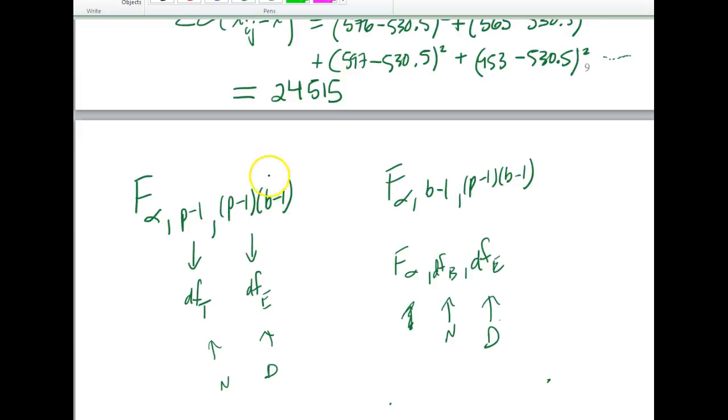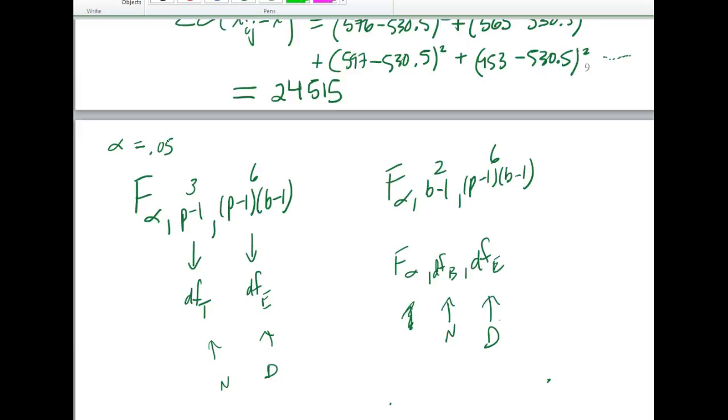So let's go to our table. Well, first of all, let's plug in these values. Our P minus 1 times B minus 1 is our degrees of freedom error, and that is going to be 6 in this case. Our B minus 1 is going to be 2, and our P minus 1 is going to be 3. And our alpha, did we define one for this problem? Yes, we did. 0.05. Like always.